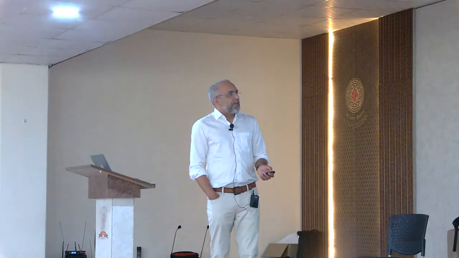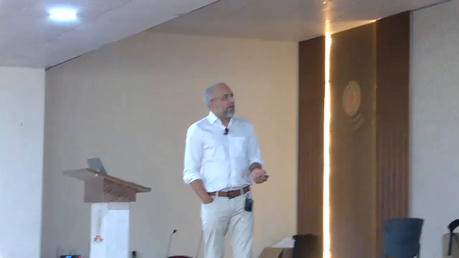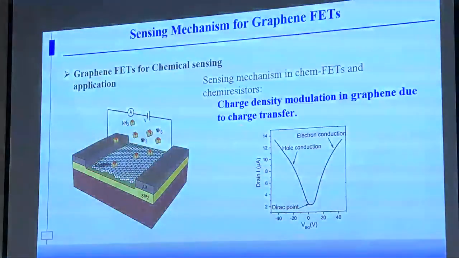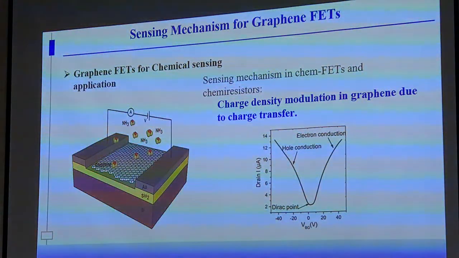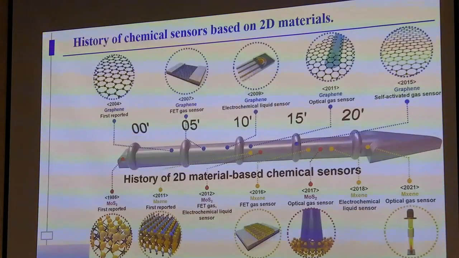And about the sensing mechanism here, the charge density modulates the graphene due to charge transfer. So if you have an n-type molecule, you can insert electrons into the graphene, or you can insert holes into the graphene. There are just two possibilities. And depending on that, the electrical property will change. That's a very fundamental mechanism for graphene FET chemical sensors.